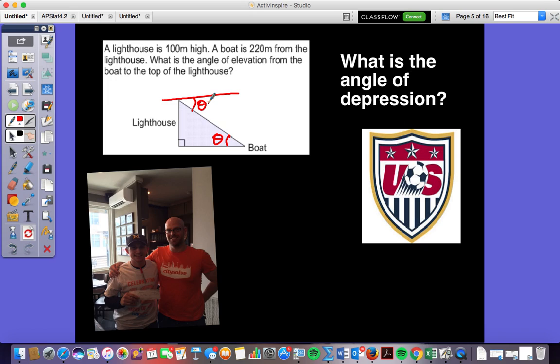Wait, so are there two? Or is that just one? Well, there's only one. So as I look down, that is angle of depreciation, and this is angle of elevation. I said depreciation. Should be depression. Angle of depression.